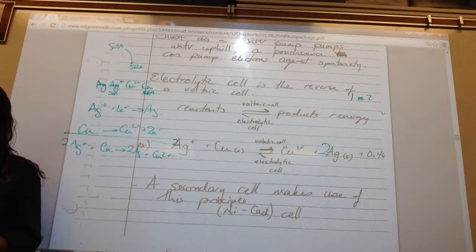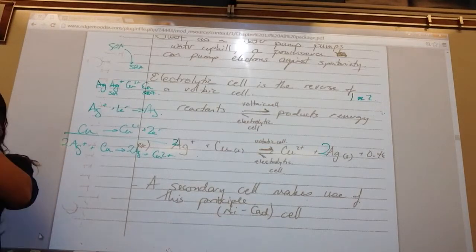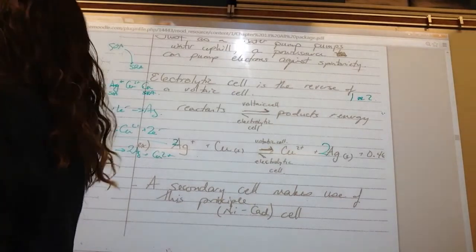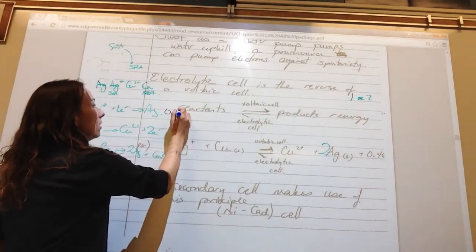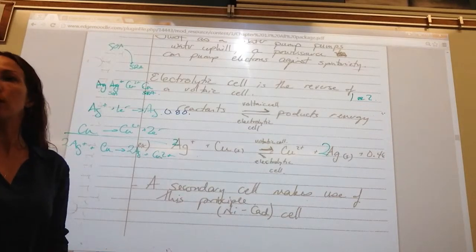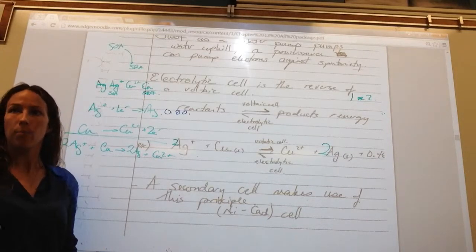Okay? And we even beefed it up and we found the voltage. What's the voltage of Ag? 0.80. And the voltage of Cu, what does it look like exactly on the data booklet? I want top minus bottom.